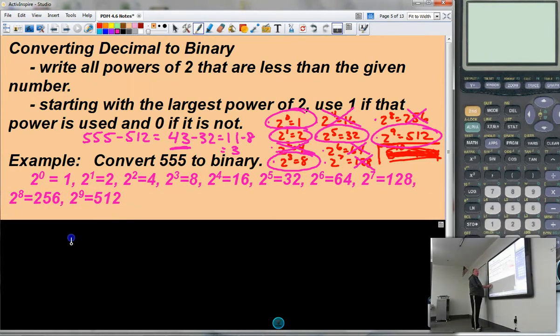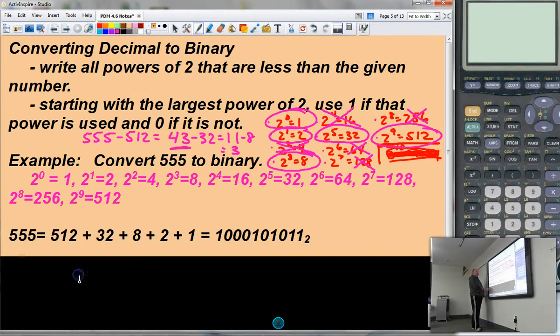Okay? So again, here's how it's going to look. 512 plus 32 plus 8 plus 2 plus 1. So here's what I have. My 2 to the 9th is a 1. And then my 8, 7, and 6 were all zeros. Then I had a 1 for the 5th.